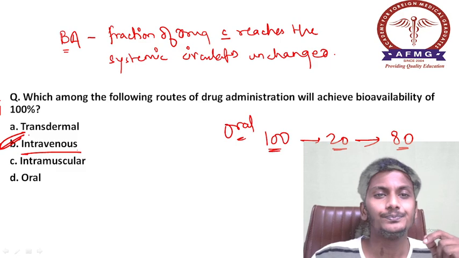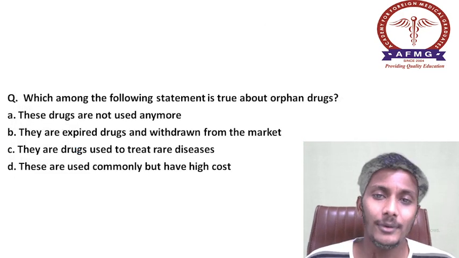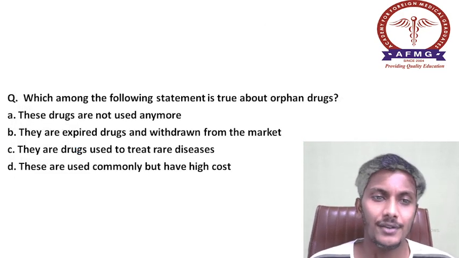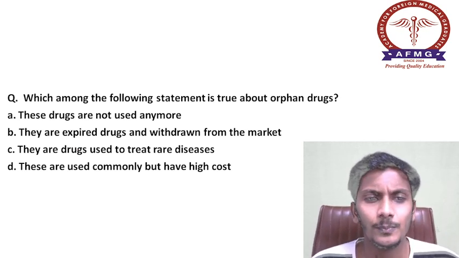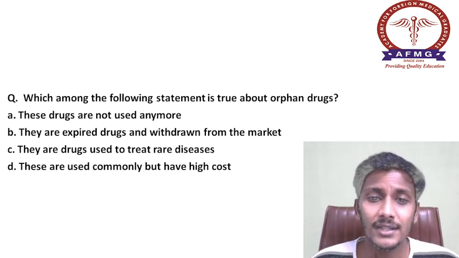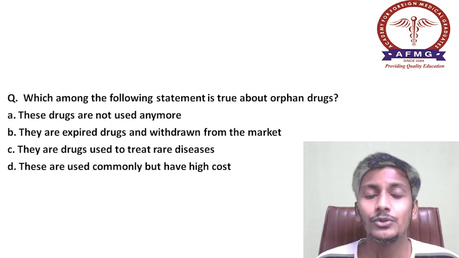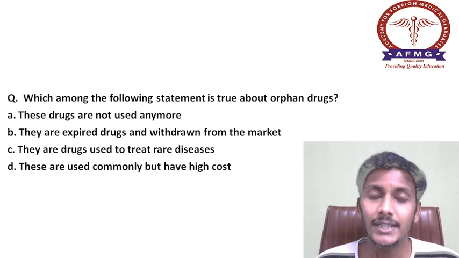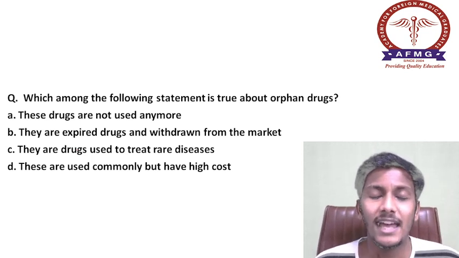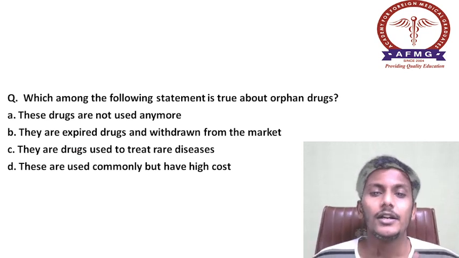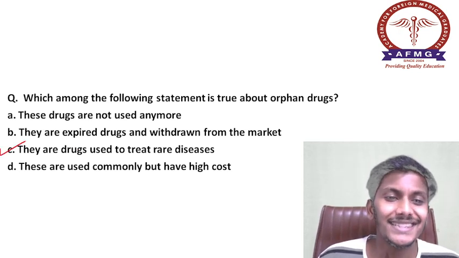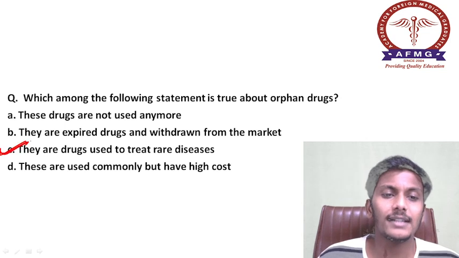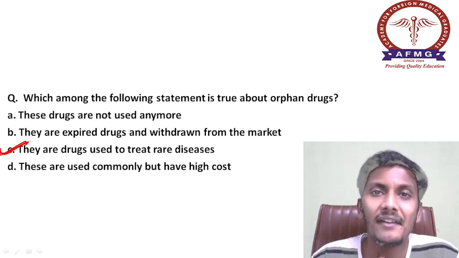Moving forward, which among the following statements is true about orphan drugs? The options are: option A, these drugs are not used anymore; option B, they are expired drugs withdrawn from the market; option C, they are drugs used to treat rare diseases; and option D, these are used commonly but have high cost. So please remember, guys, the answer over here would be option C. Orphan drugs are the ones which are used to treat rare diseases.